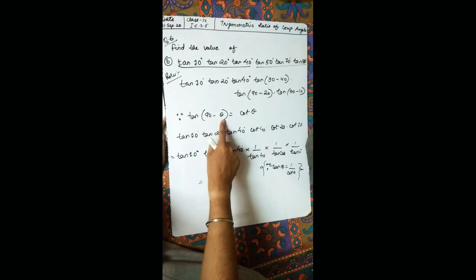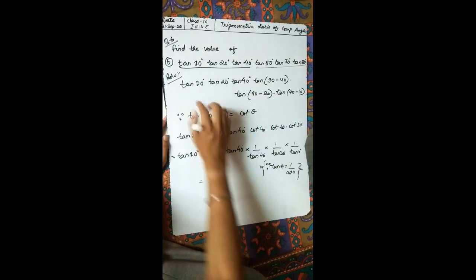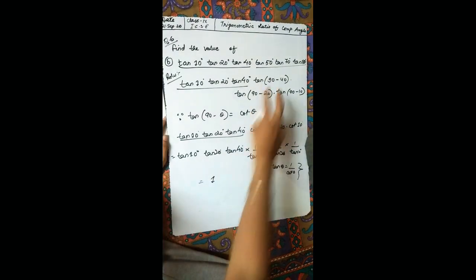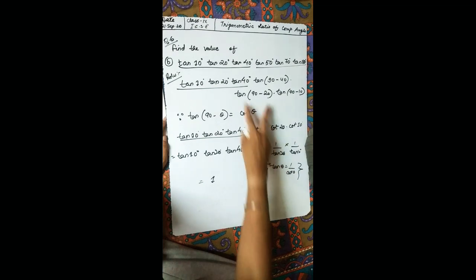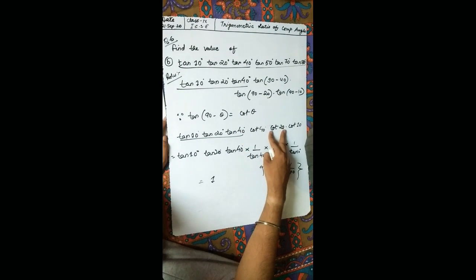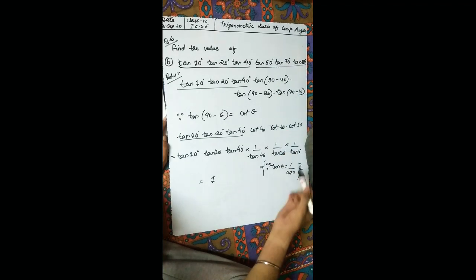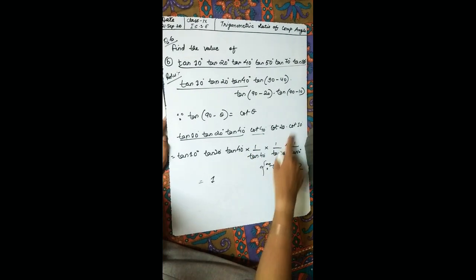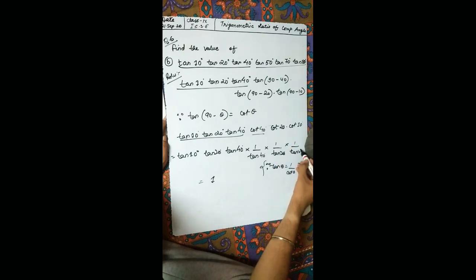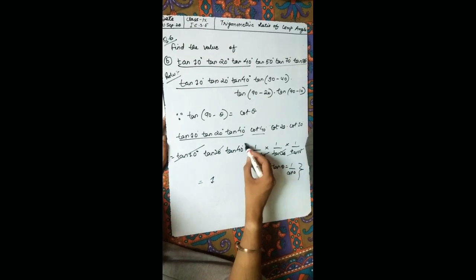Now tan 90 minus theta is what? Cot theta. So tan 90 minus 40 has changed into cot 40. Tan 90 minus theta is cot theta, and in place of theta you have 40 degrees. Here also tan 90 minus 20 will be cot 20, and tan 90 minus 10 will be cot 10. Now as cot theta is 1 upon tan theta, in place of this cot 40 I am writing 1 upon tan 40, cot 20 as 1 upon tan 20 and cot 10 as 1 upon tan 10. So you can see tan 10 degree cancels with tan 10 degree, tan 20 degree with tan 20 degree and tan 40 degree with tan 40 degree, and finally we got 1.